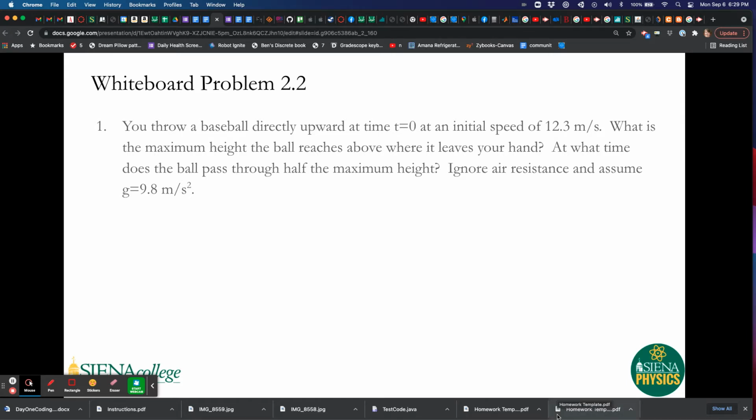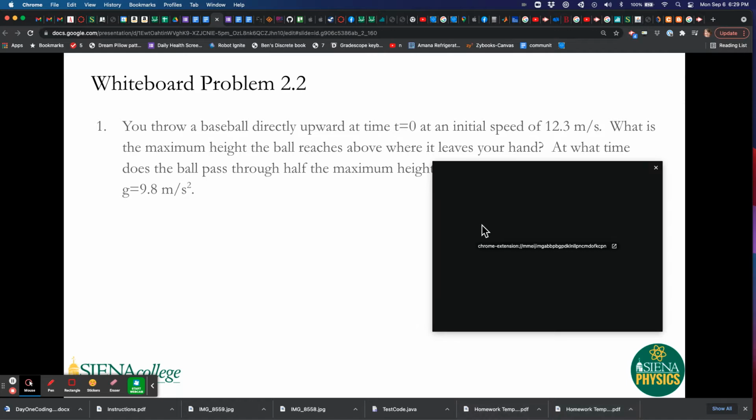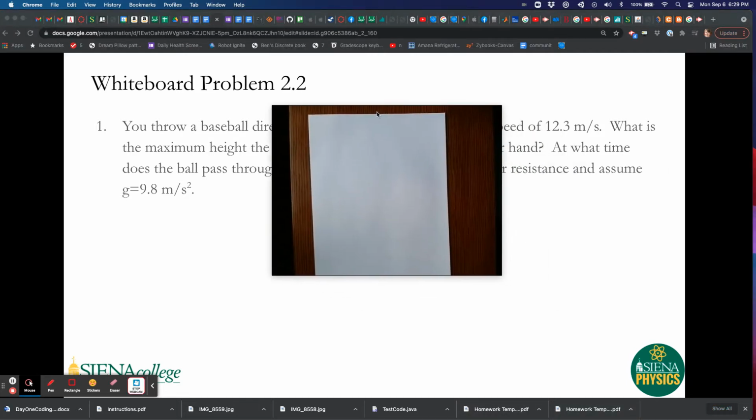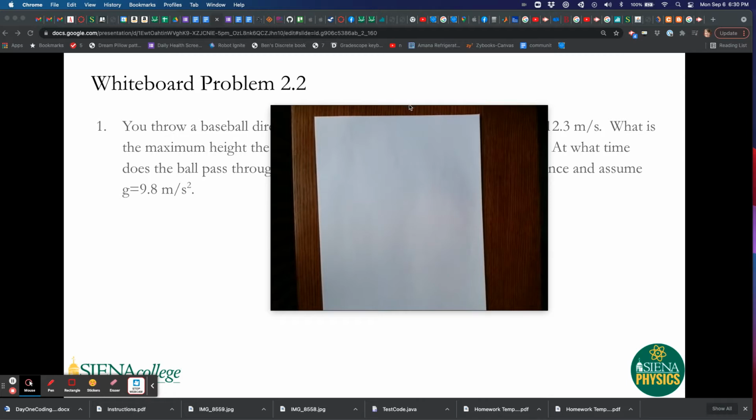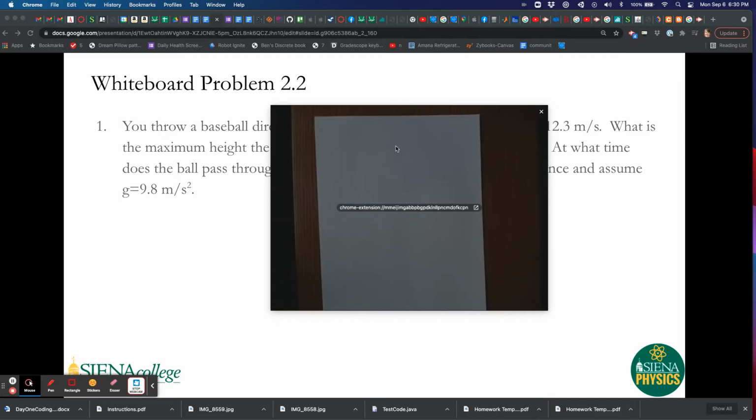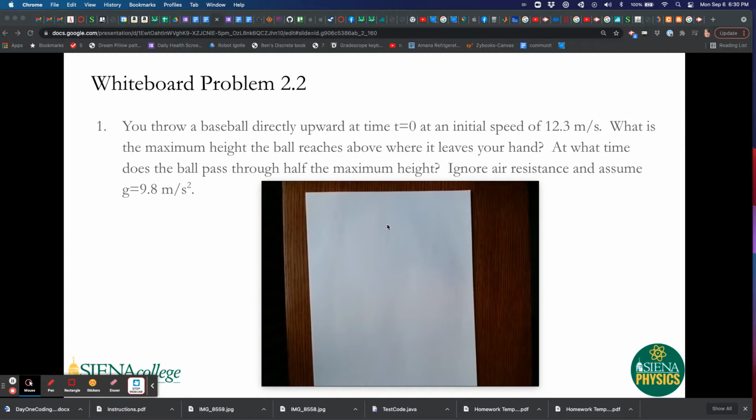So let me pull up my camera here. Okay, so we have this baseball. We throw a baseball directly upward at time t equals 0, and we have an initial speed of 12.3 meters per second. We're asked, what is the maximum height the ball reaches above where it leaves your hand? And at what time does the ball pass through half the maximum height? We're going to ignore air resistance or drag, and we're going to assume that gravity is 9.8 meters per second squared.